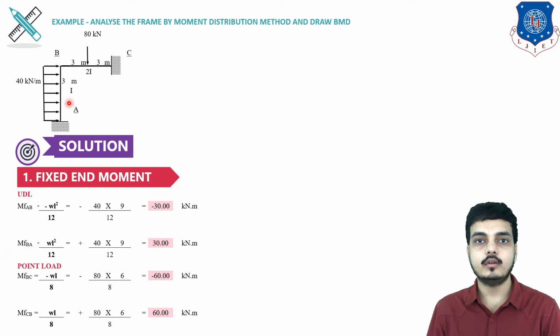For point load we apply the formula WL by 8. So MFBC is negative WL by 8 and MFCB equals positive WL by 8. W is 80 kilonewton, length is 6 meter, divided by 8, I get minus 60 kilonewton meter. So these are my 4 FEMs of the frame.